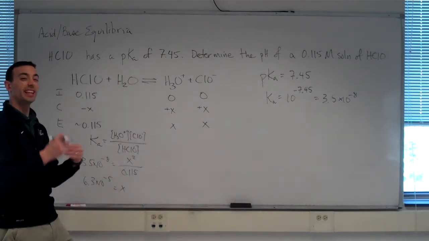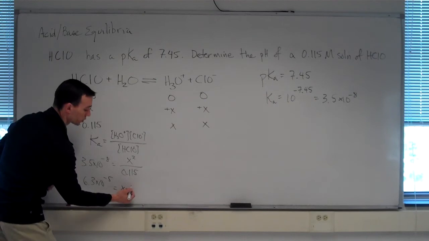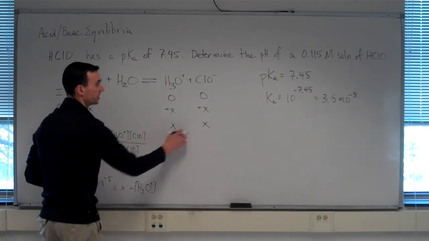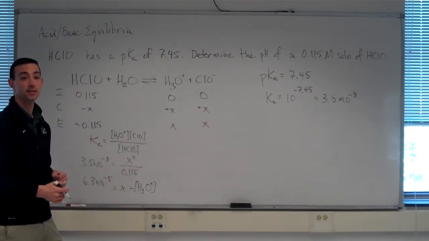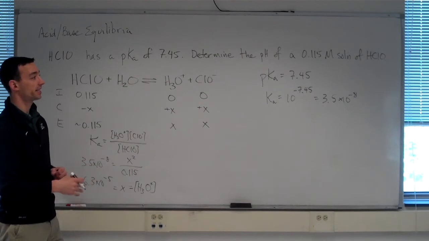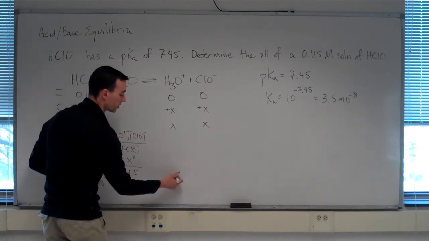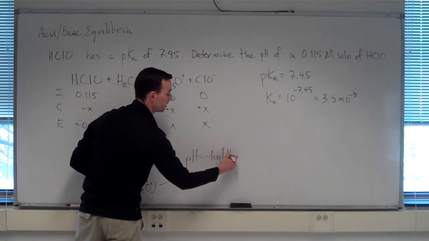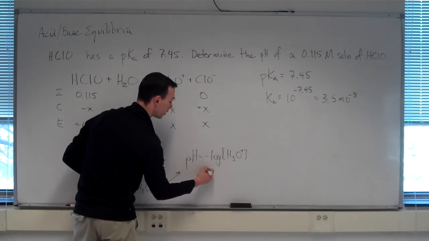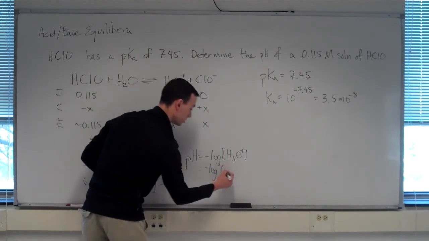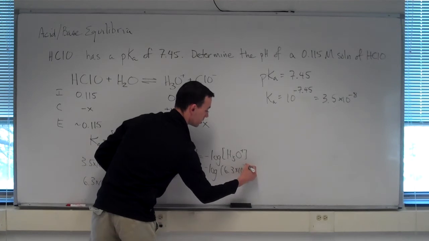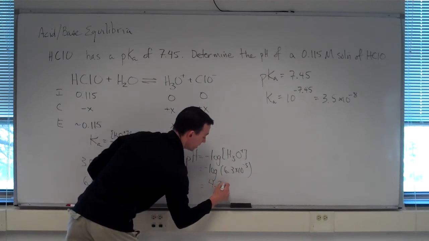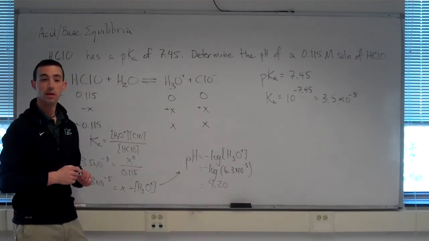Now here's where we get into the language of acid-base chemistry. We would have stopped there last chapter and said, okay, that's the concentration of, in this case, H3O+ and the ClO minus. But so often in acid-base chemistry, we're interested in the pH. So now we can quickly turn our H3O+ concentration into pH by taking the negative log of it. And that will give us a 4.20 as our pH value.